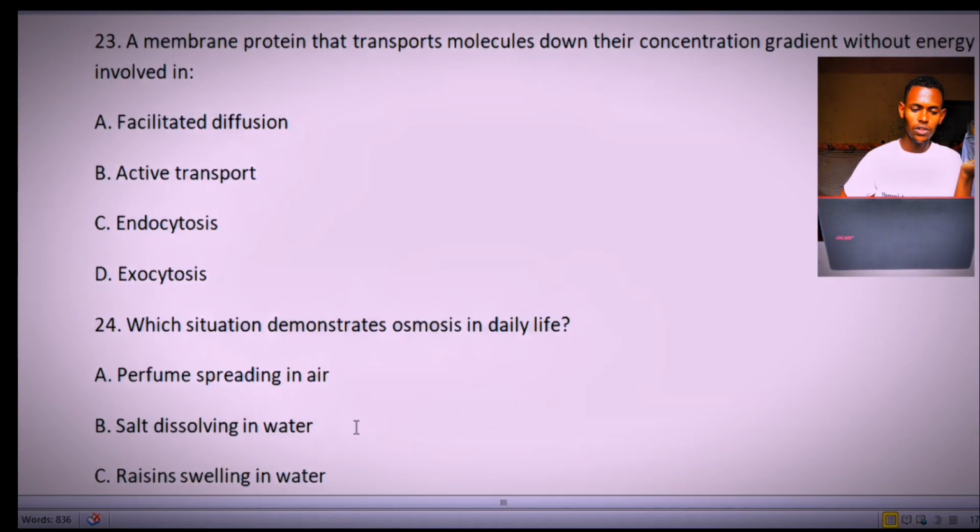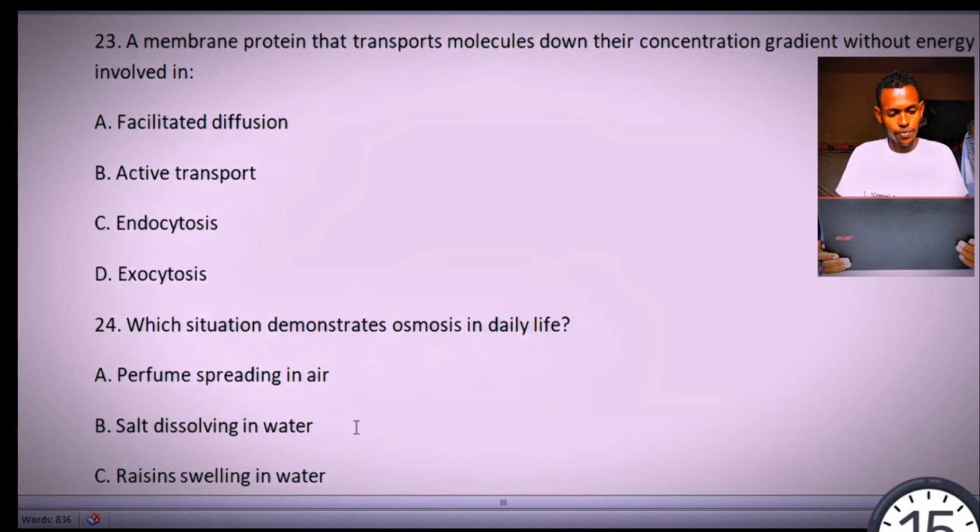Okay, let's go into the 23rd question. A membrane protein that transports molecules down their concentration gradient without energy is involved in A. Facilitated diffusion, B. Active transport, C. Endocytosis, D. Exocytosis. Now it is your turn.